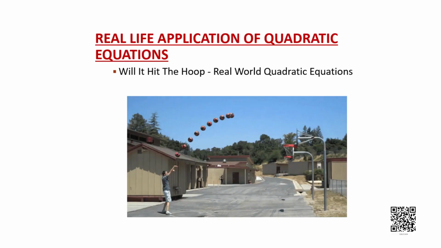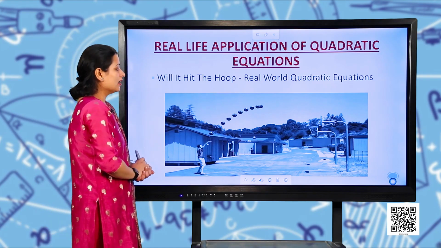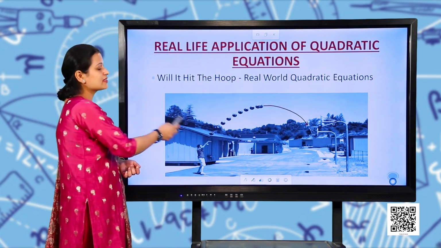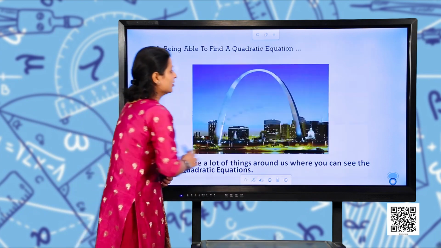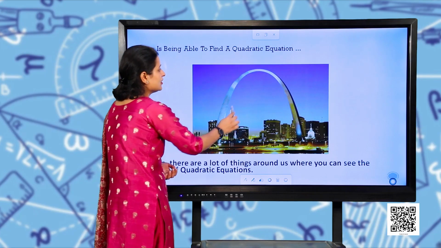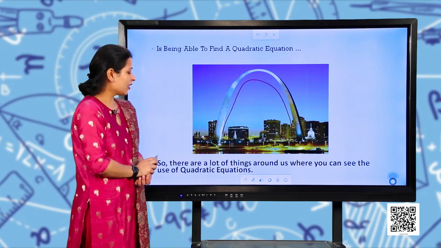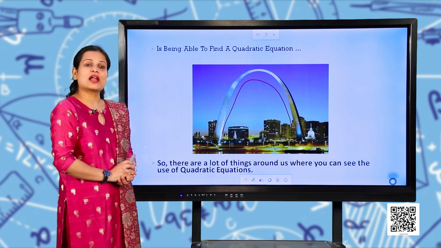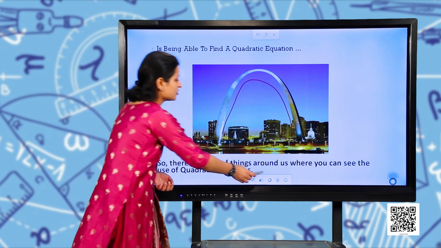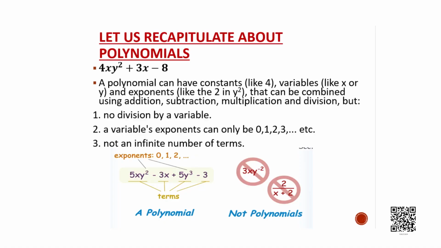Now, what are the real life applications of quadratic equations? As you can see here, will it hit the hoop or not? This is an example of a quadratic equation. The path is becoming a parabola. So, there are a lot of things around us where we can see the use of quadratic equations. Now, before we start with the chapter, let us recapitulate about polynomials.